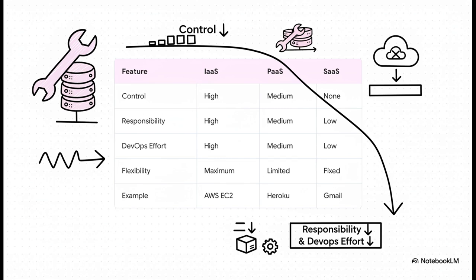Your control goes down, sure, but so does your level of responsibility and the amount of DevOps work you have to do. On one end, you have something like AWS EC2, which is basically just a raw virtual server. It gives you max flexibility. On the other end, you have Gmail, which is a fixed, totally ready-made solution.